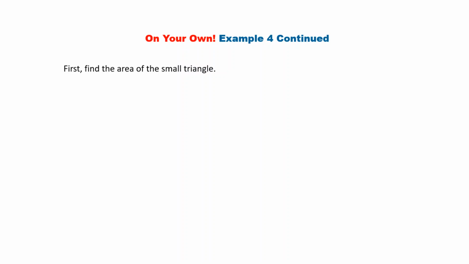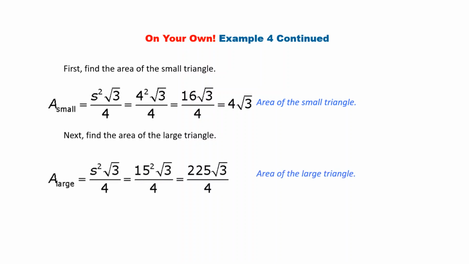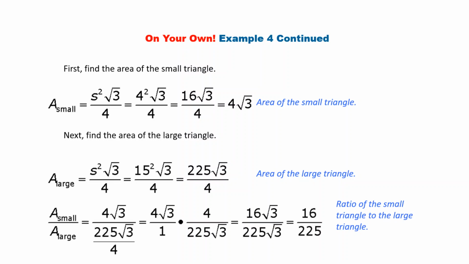So I'm going to find the area of the small triangle using that formula, and it ends up to be 4 square root of 3. So that's the area of my small triangle. Now the area of my larger triangle is going to be, again, we're going to use that same formula, and this time it is 225 square root of 3 over 4. So now I have to set this up as a ratio. All right, so it looks kind of nasty here.